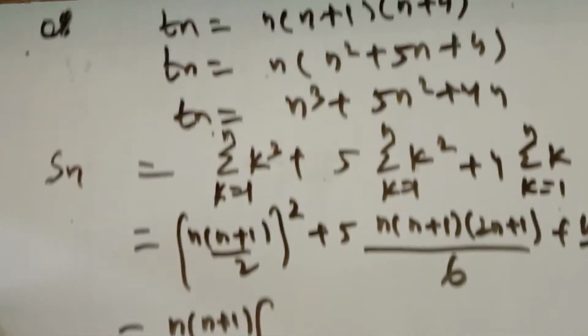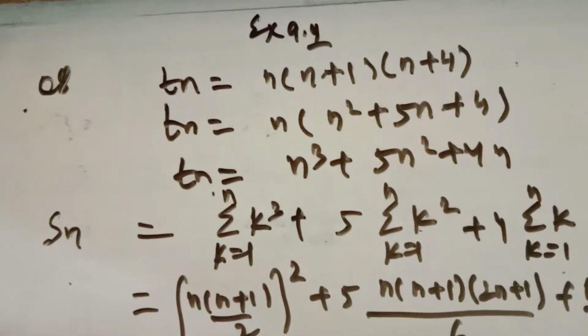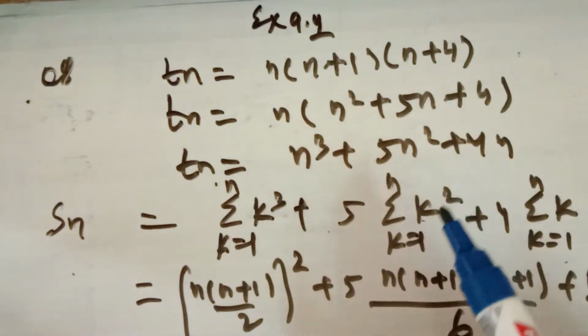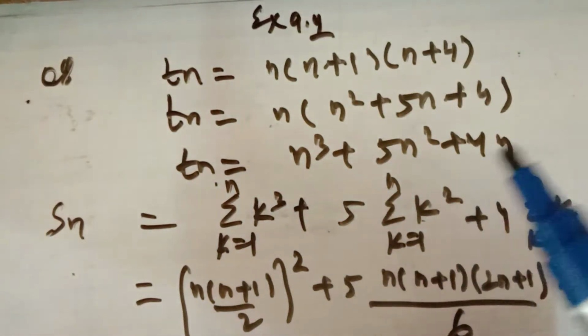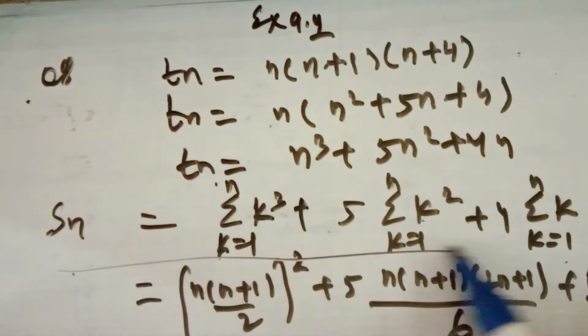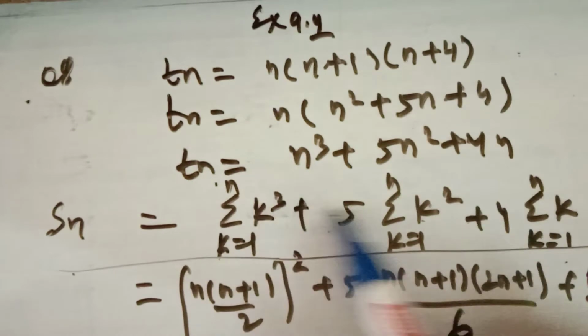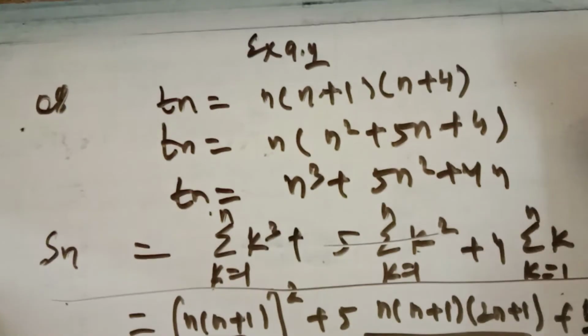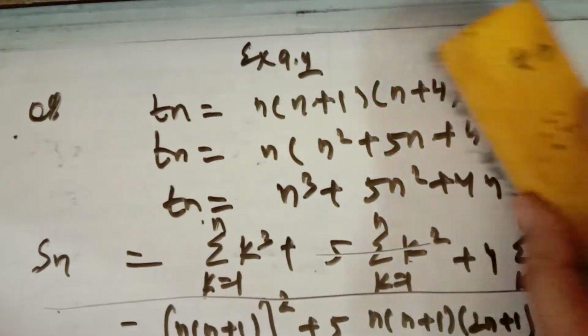So this is the basic concept to find the sum of the given sequence when the nth term is given. If the nth term is not given, try to find the nth term and then apply this step. Sn will be the summation of all the terms from 1 to n, because you have to find the sum of n terms of the given sequences.